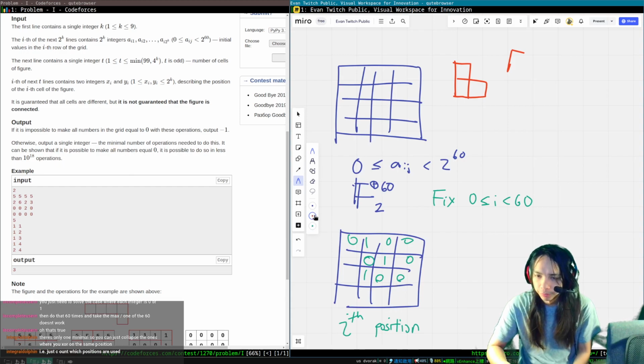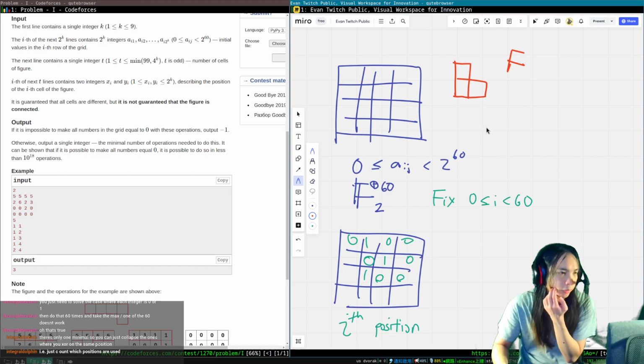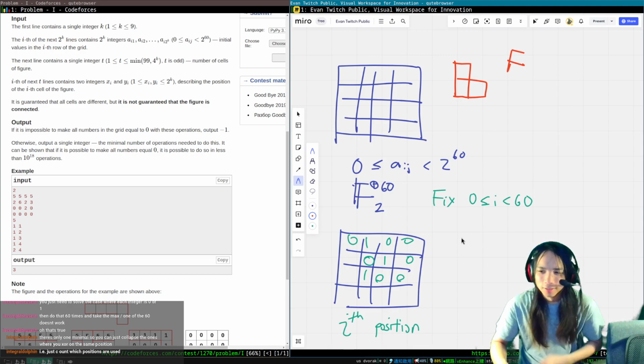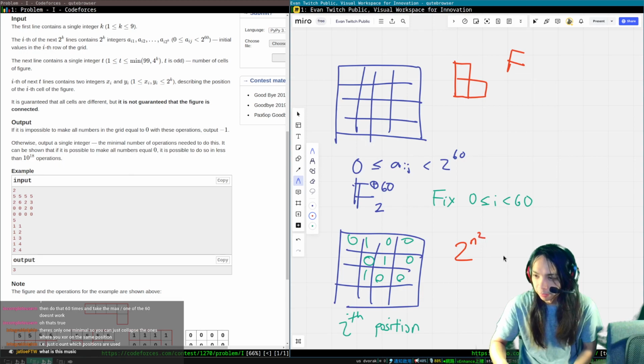well, the copies of the figure f, how many places can I put f in? Wait a minute, really? So there's 2 to the n squared places to put f. And there's 2 to the n squared possible little grids.